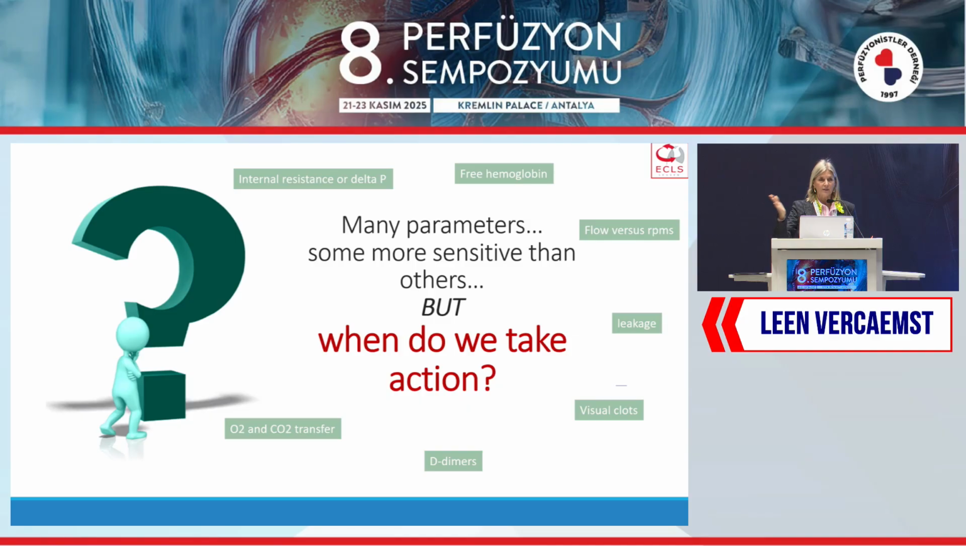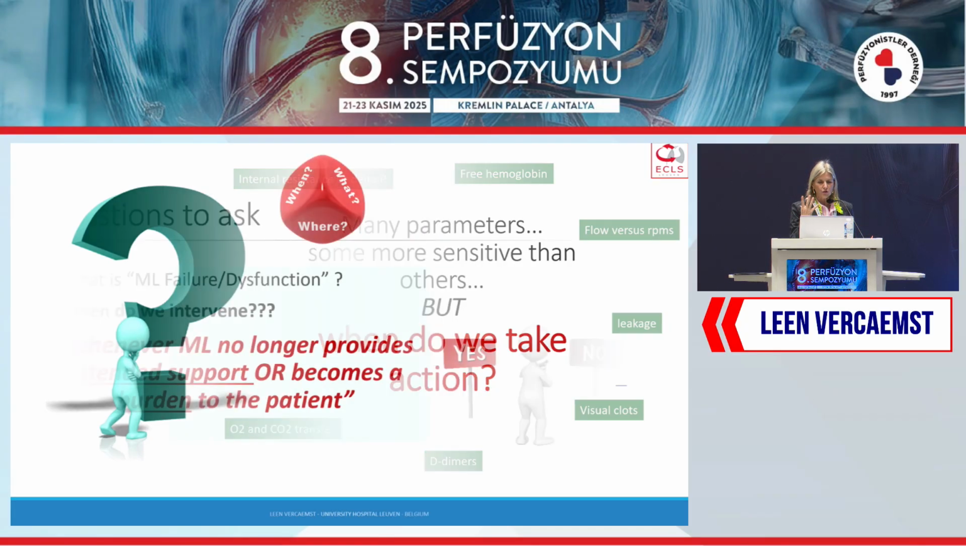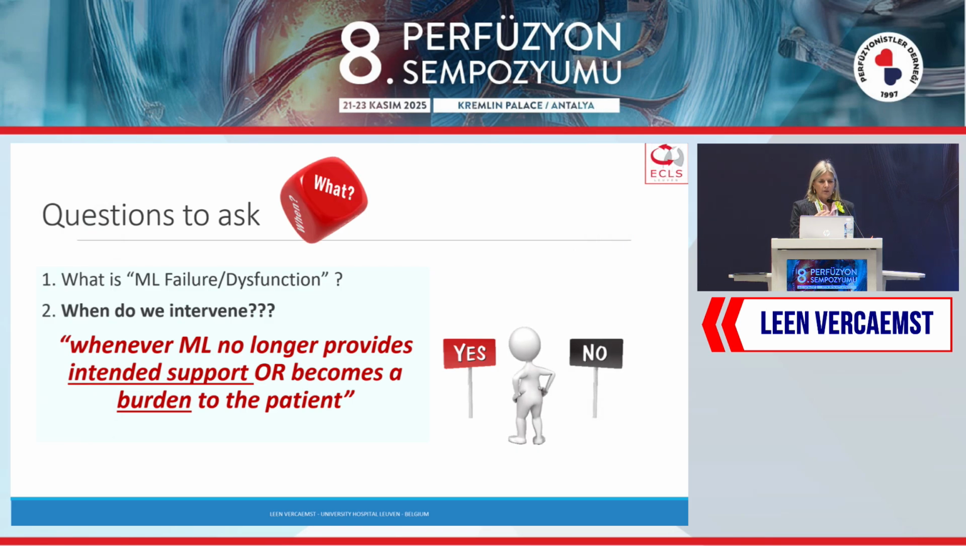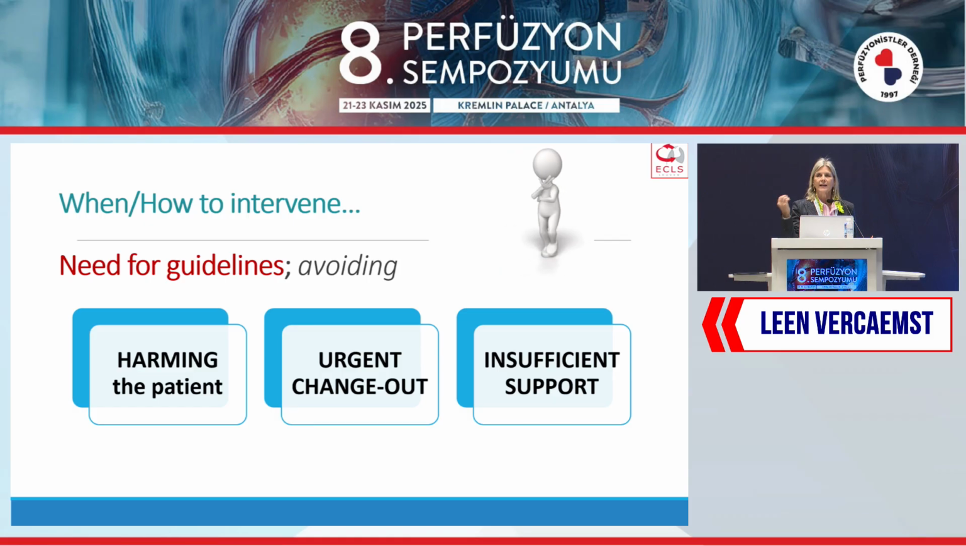So you have many parameters, I'm sure you all know them: more resistance, leakage, visual clots, gas transfer. And some are more sensitive than the others, and depending on the place of the clots, we will have earlier signs from some parameters than from others. But when should we take action? We should take action, first of all, of course, when the membrane lung no longer provides intended support, but second of all, when it becomes a burden to your patient, like in terms of consumptive coagulopathy.